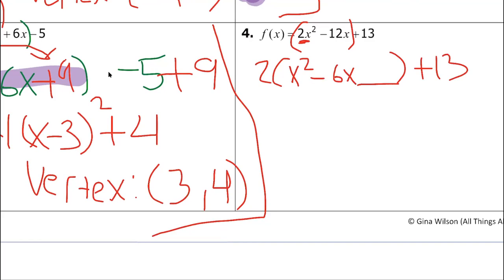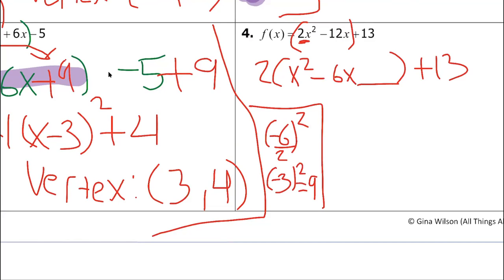So if we complete our square, this is actually the same as last time. It'd be -6 over 2 squared. That would be -3, and that would be 9. So I'm going to put a +9 inside. But remember, if I distribute this 2, that's really an 18. So I really didn't add a 9. I added an 18. So to cancel that out, I would subtract 18 on the outside.